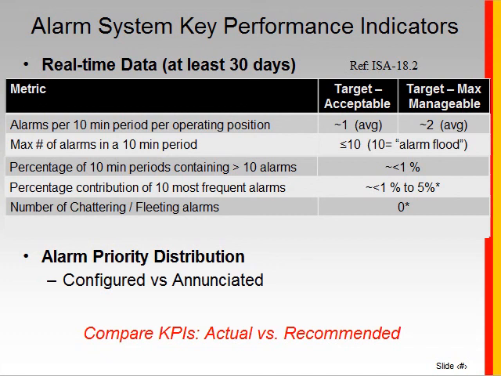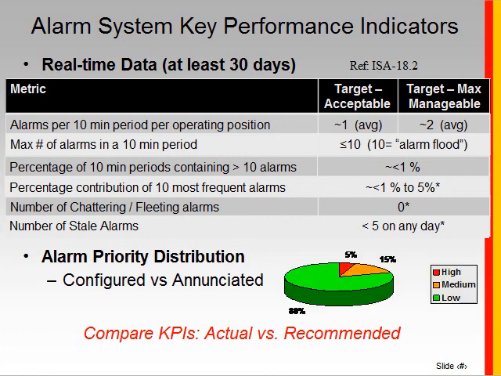We want to drive the number of chattering alarms or fleeting alarms to 0. These are alarms that go in and out of alarm at high frequency, like 3 times per minute. We also want to reduce the number of stale alarms. These are alarms that stay active for more than 24 hours. We want to drive that to 0 if possible as well.